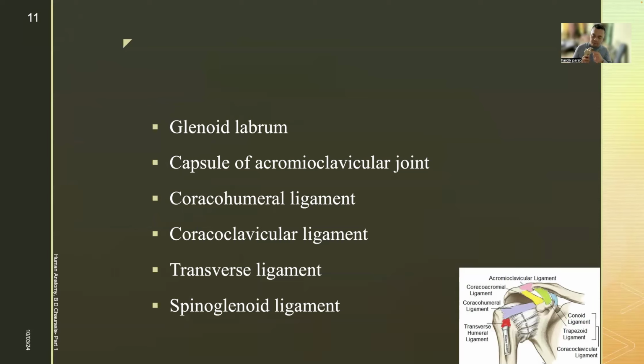Then the next is the important ligamentous attachment. So glenoidal labrum is attached to the rim of the glenoid fossa and it makes it deeper. Because of the glenoidal labrum, your glenoid cavity is nicely deep, otherwise it is very shallow, because of which the chances of dislocation increase. But because of glenoidal labrum, it doesn't get dislocated.